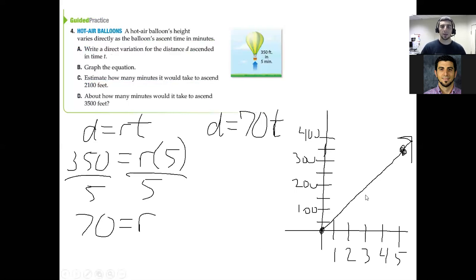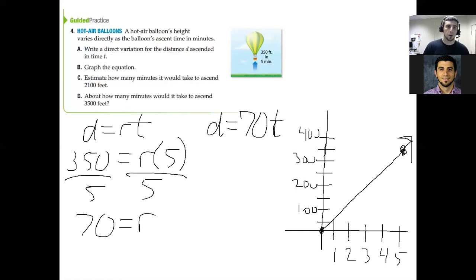Now, I'm not going to make the line continue in this opposite direction because in the context, it doesn't make sense. Because you're not going to go negative time and you're not going to go negative distance. 0, 0 does make sense. That's like before you took off, you hadn't risen at all. So no time has gone by and no distance has been traveled yet.